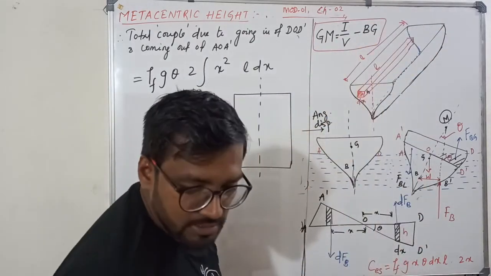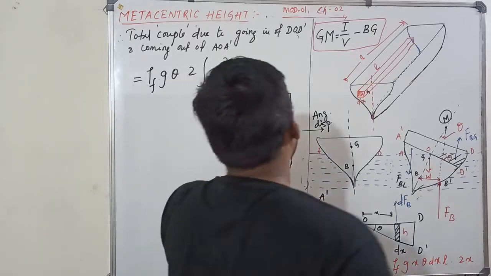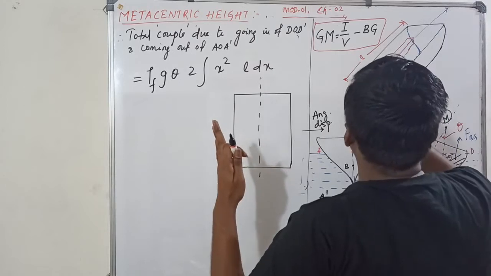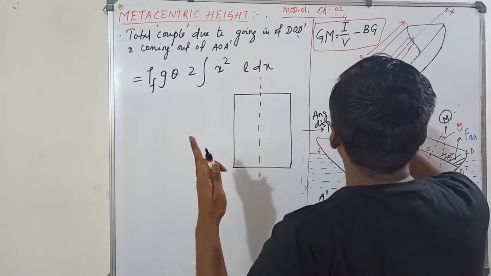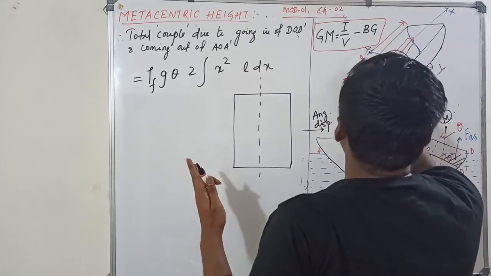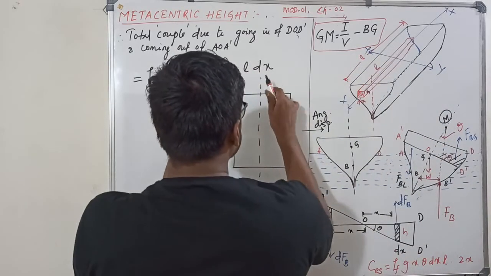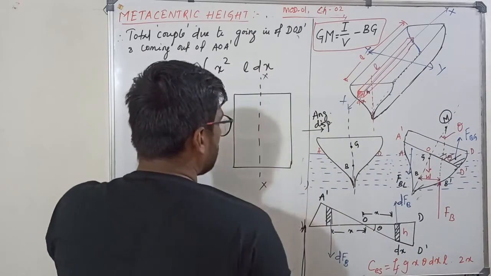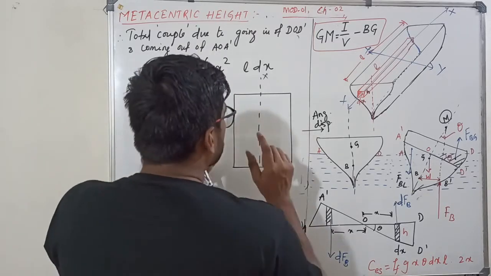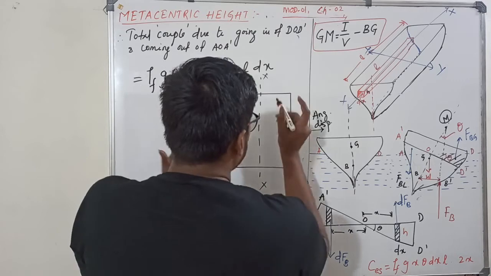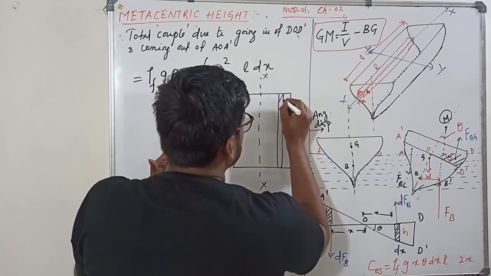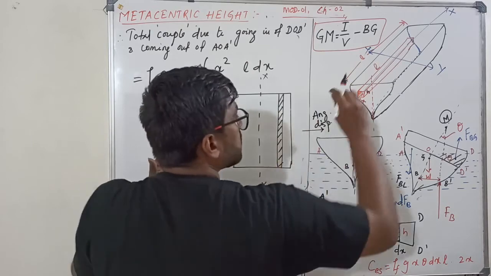So what axis are you taking, sir? Some people take YY, but this axis is my longitudinal axis. Hence, I will take this axis as XX, and this transverse axis I will take as YY. So this is my XX axis or longitudinal axis where rolling happens. Now this is my strip. This is your strip dx.